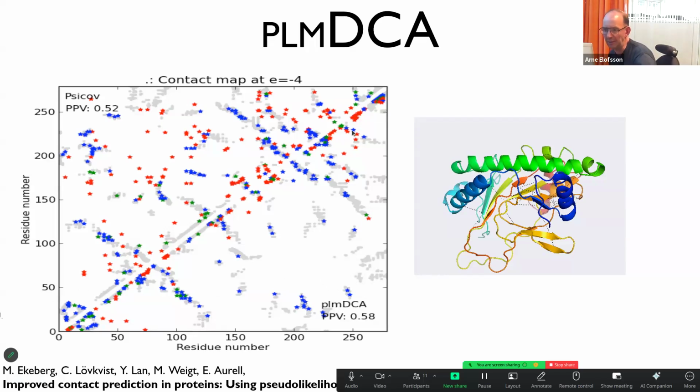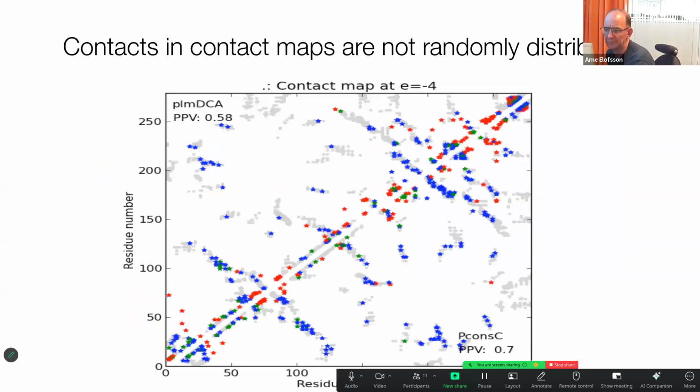Of course, there still are a number of contacts that are wrong, but you can imagine that if you have all these contacts, you can actually possibly predict the structure of proteins. And it was shown that you can do that to predict the structure of small proteins. And then we showed that you can improve that by using some simple machine learning.